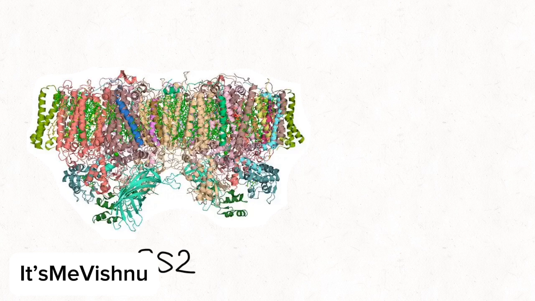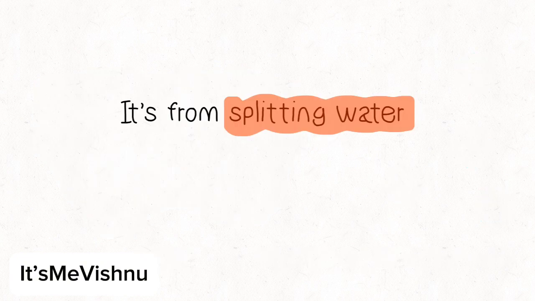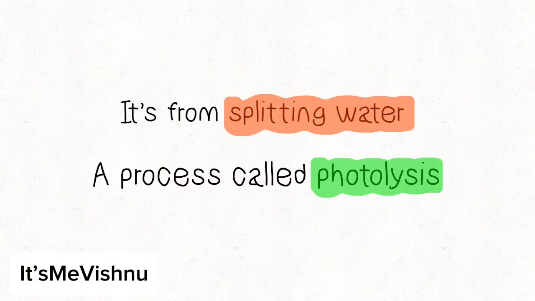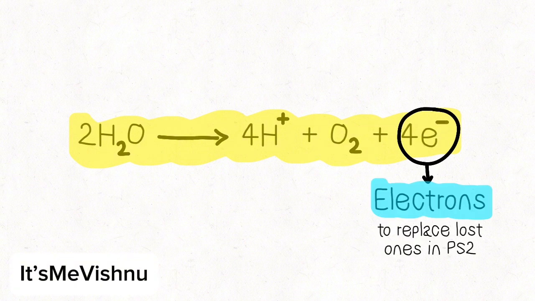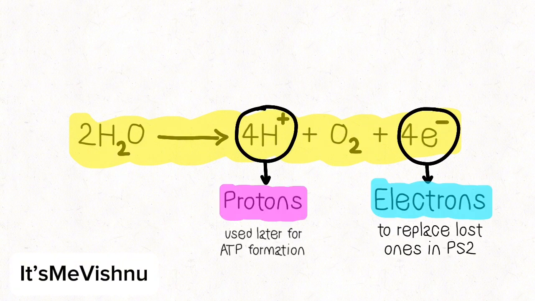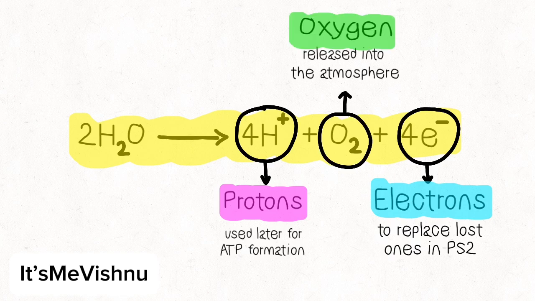But where does PS2 get its replacement electrons? It's from splitting water, a process called photolysis. Water breaks into electrons to replace lost ones in PS2, protons or H+, used later for ATP formation, and oxygen released into the atmosphere.